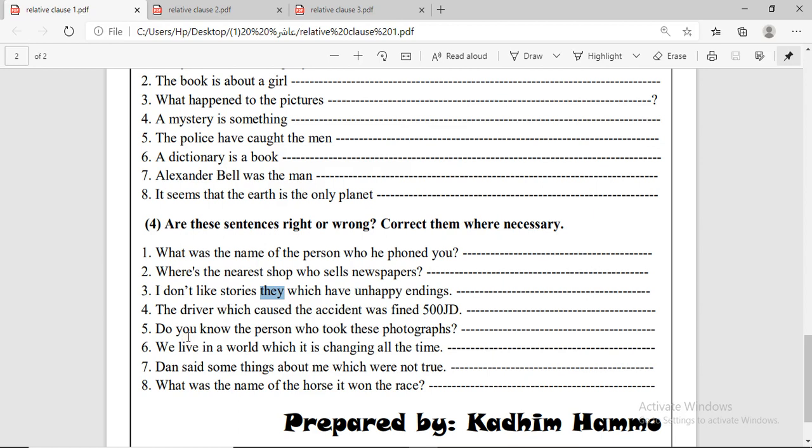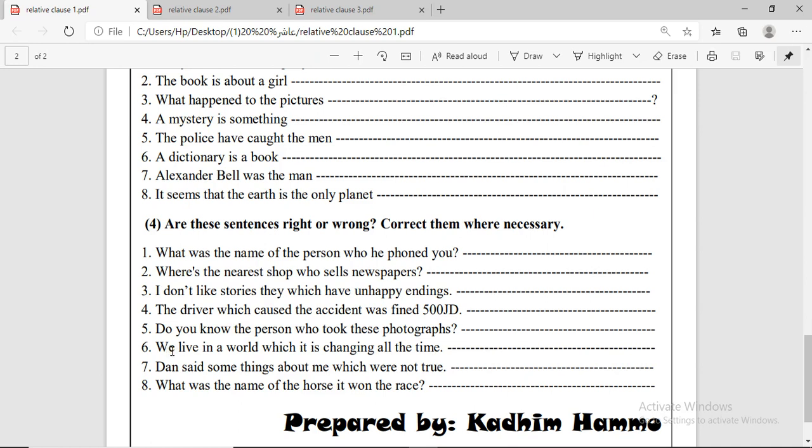Next, number 5. Do you know the person who took these photographs? Is there a mistake in this sentence? Look carefully. We don't have any mistake here, so the sentence is right.